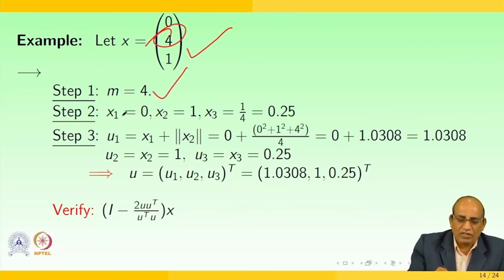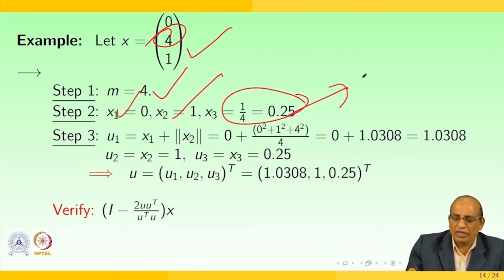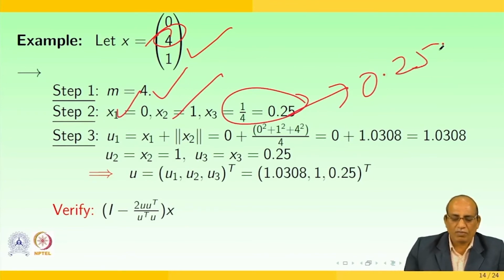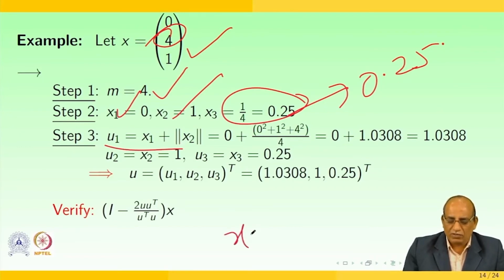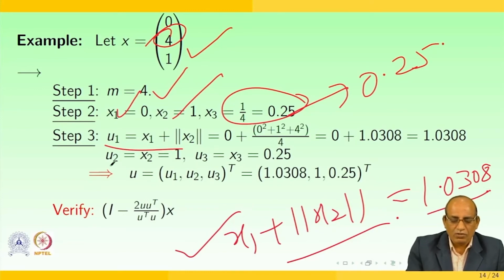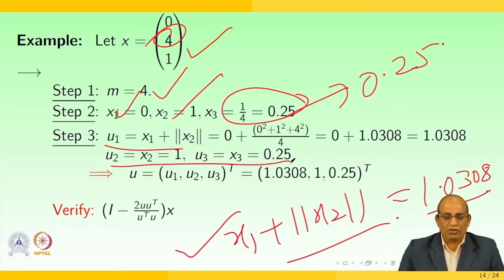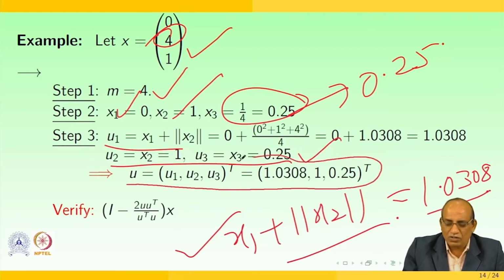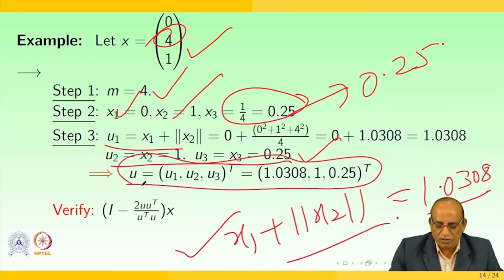Step 2: x1 is equal to 0, that is the element. x2 is equal to 1. x3 is equal to 1/4, so you do get 0.25. And similarly in step 3, you write u1 is equal to x1 plus norm of x2. You do get this as 1.0308. And u2 is equal to x2, which is equal to 1, and u3 is equal to x3, which is 0.25. So therefore the matrix U is equal to u1, u2, u3 all transpose.